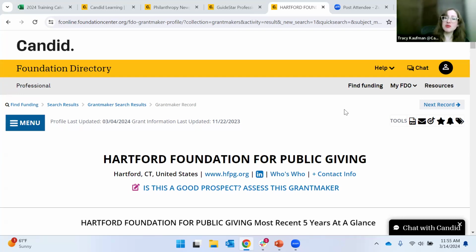Any other questions, especially Foundation Directory related questions, so that then we'll be able to cover that and then move into GuideStar.